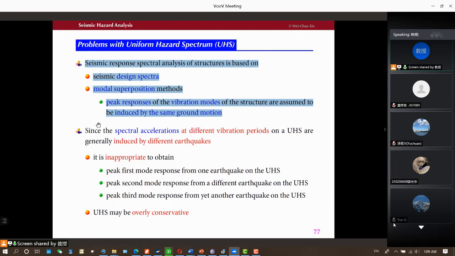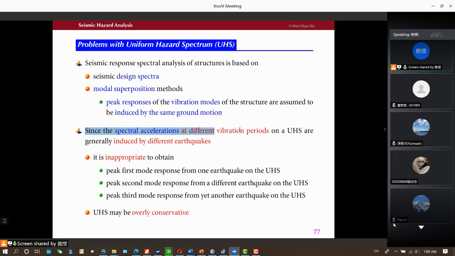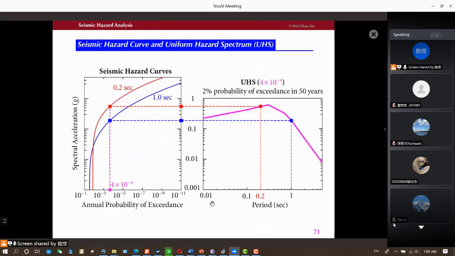earthquakes, hazard analysis combines all possible earthquake locations, distances, magnitudes, and rates of occurrence. Okay, so we combined everything, so we don't know which earthquake induced this and which earthquake induced this. They are combined, and vibration periods on the UHS are generally induced by different earthquakes. Therefore, it is inappropriate to use the first mode response from one earthquake on UHS, and then the second mode from a different earthquake on UHS.